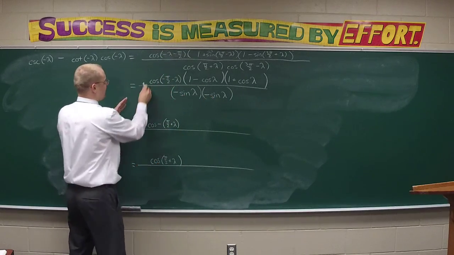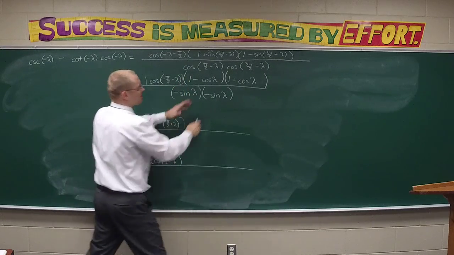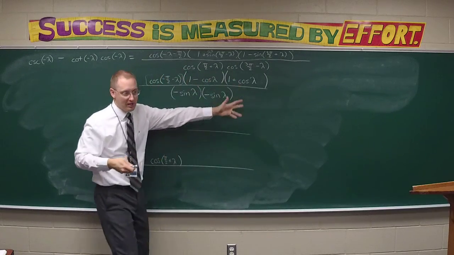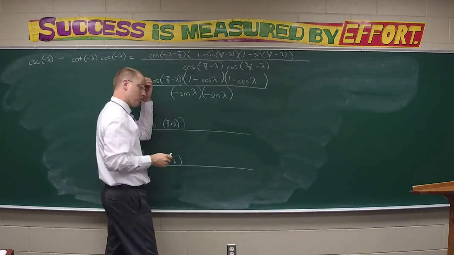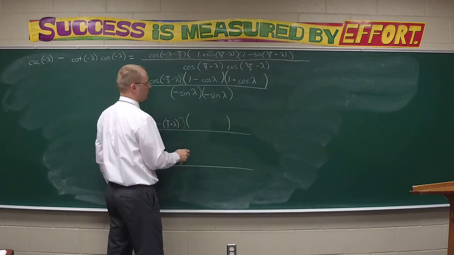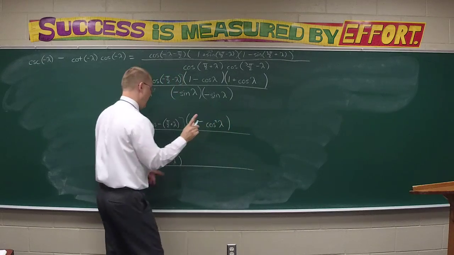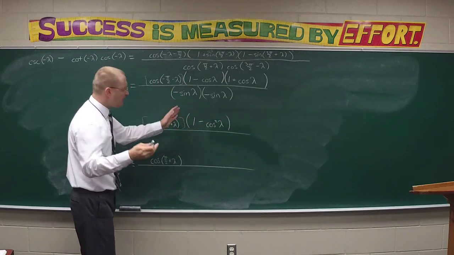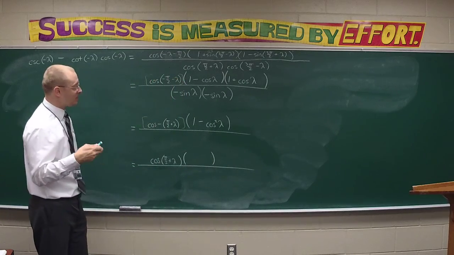Now, we already kind of did this step, but let's come right here. 1 minus cosine lambda, 1 plus cosine lambda. We could, or maybe a faster way, sum and difference gives us 1 minus cosine squared. All right, let's stay in the numerator. What is 1 minus cosine squared? That's the Pythagorean identity, right?